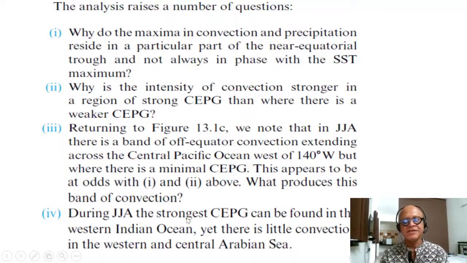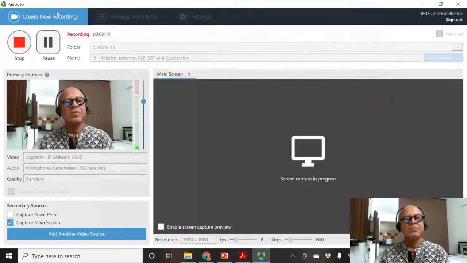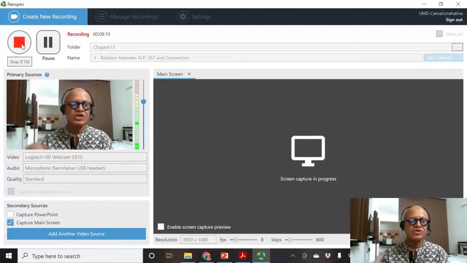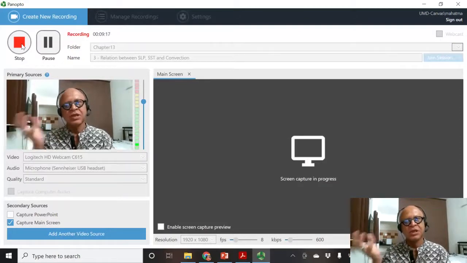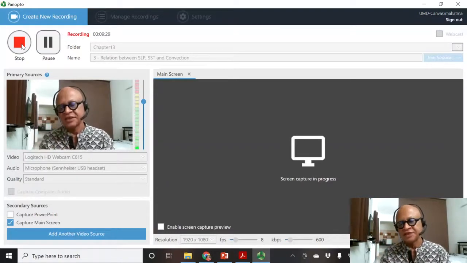During JJA, the strongest CEPG can be found in the western Indian Ocean, yet there is little convection in the western and central Arabian Sea. We will also look at that in a bit more detail as we go along. But the Indian Ocean is very different, and we will come back to the monsoon in its full glory in a later chapter. We will only touch on it here in the context of the ITCZ and the related processes like the CEPG and advection of absolute vorticity and SST.